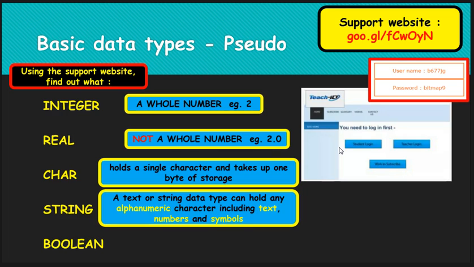So text or string data type can hold any alphanumeric character, including text, numbers, and symbols, but it only goes up to 255 characters. So the maximum you can store in there is 255 characters within a given string.